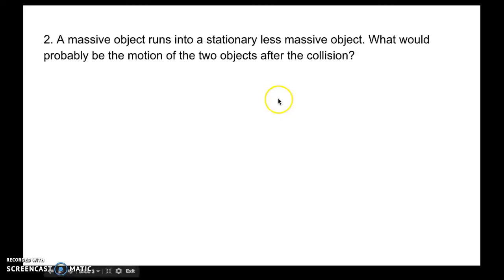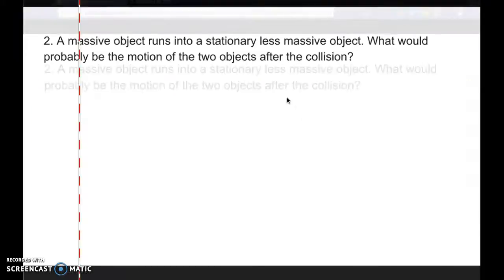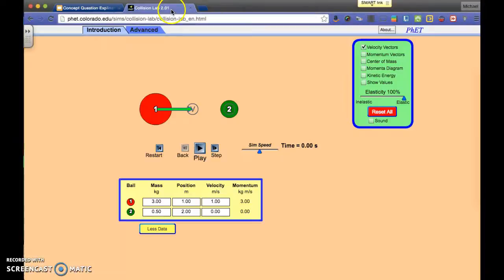All right, a massive object runs into a stationary, less massive object. What would probably be the motion of the two after the collision? Well, the easiest way to do this is to take a look at it. So here we have the simulation. It was the lab that you had done previously. What we got is a very large ball 1 here, and it's going to run into ball 2. The mass here is 3, this one is 0.5, so you can see the big thing is going to run into the little thing, and the initial speed of the red one is 1 meter per second.